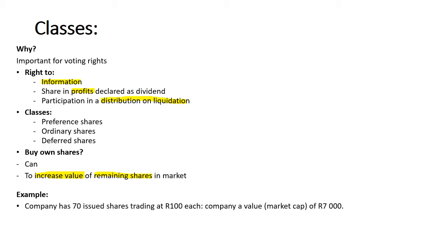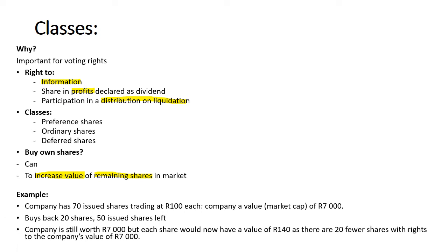A company has 70 issued shares trading at 100 Rand each. So the company value is 70 times 100, which gives you 7,000. So then the company buys back 20 shares, and then only 50 issued shares are left. But the company is still worth 7,000, and of the 50 shares left, their value has now increased to 140. So the company's value still remains at 7,000, but the value of the shares has increased.